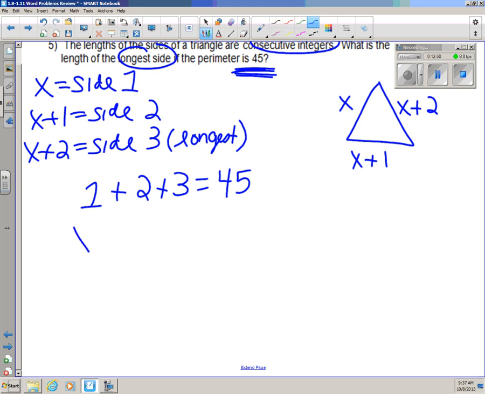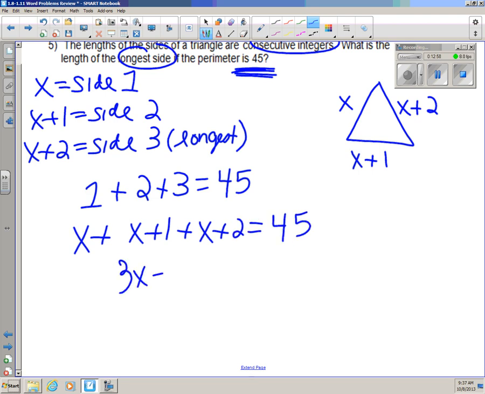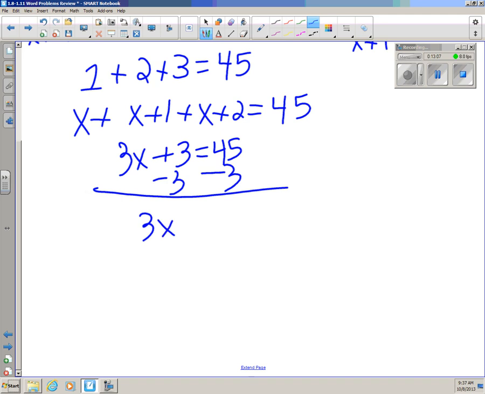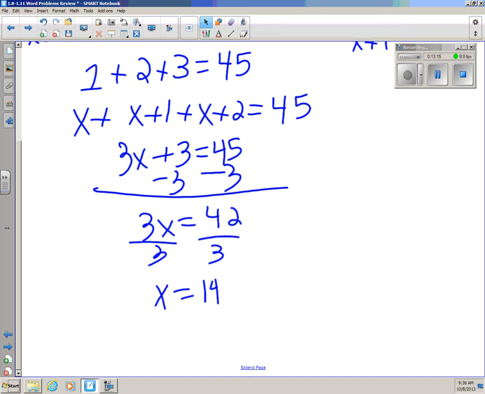I say side 1 is x, side 2 is x plus 1, side 3 is x plus 2. 45 equals 3x plus 3, 45 minus 3, 3x equals 42, divide by 3, x is 14. All right, remember, it wanted the longest side.